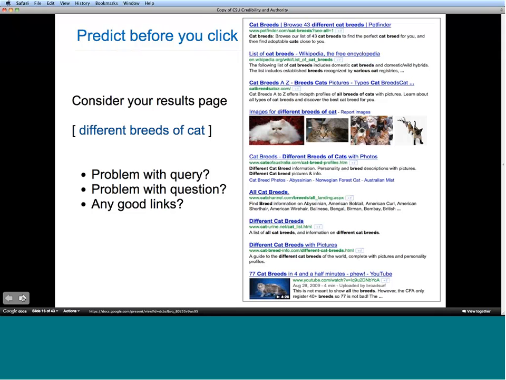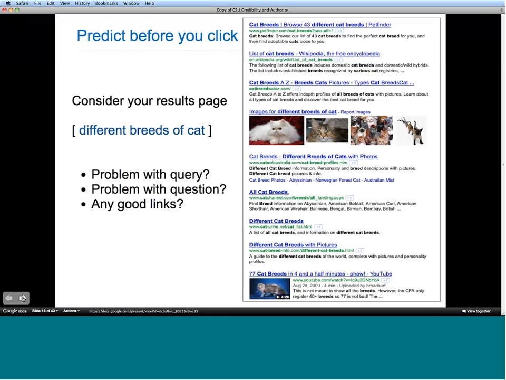Because when I look at a page of results, I'm asking myself several questions simultaneously. I'm wondering, is there a problem with my query? And is there a problem with the question that I think I'm asking? And only after I assess that, which at this point I do in most times in a blink of an eye, really, then do I ask, are there any good links? So I took this example, which I actually talk about in the article. It came from an elementary school student, but I think it applies to us all.